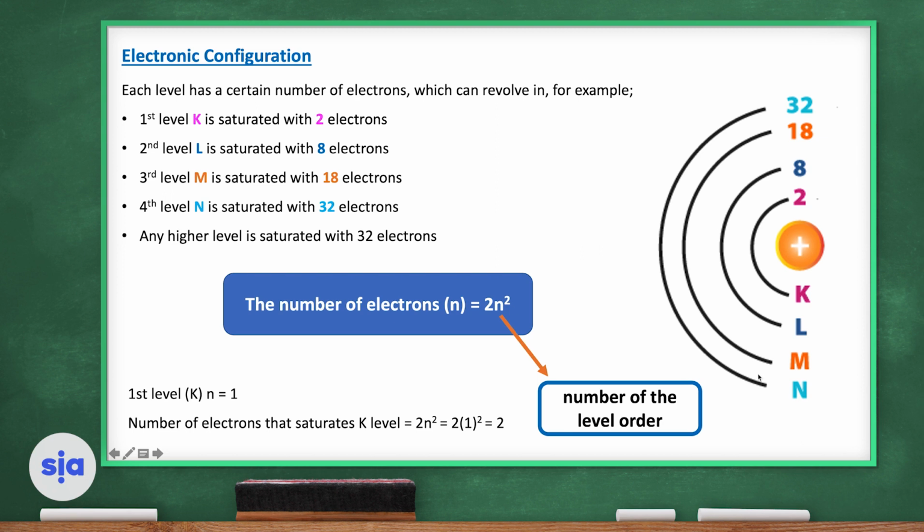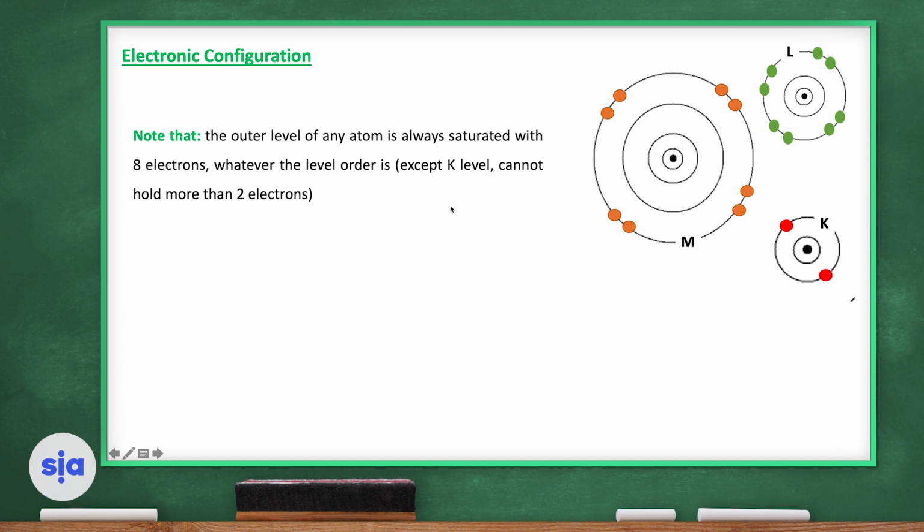Again, N level is saturated with 32 electrons. But what if the N level is the outermost level of an atom? Yes, it will hold only 8 electrons. So again, the outer level of any atom is always saturated with 8 electrons, whatever the level order is, except K level, the first energy level, which cannot be saturated except with 2 electrons. It cannot hold more than 2 electrons. Again, if we have M level and it's the outermost energy level of an atom, it will hold 8 only.